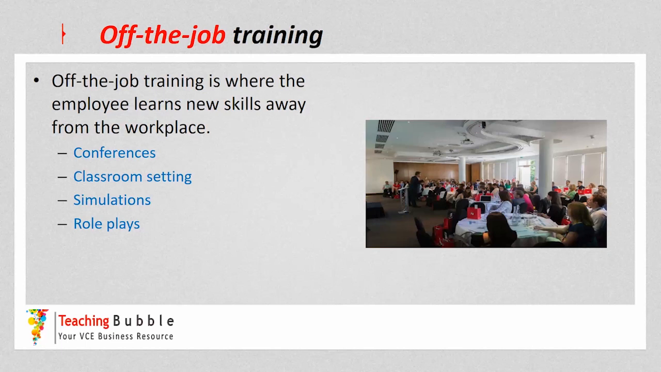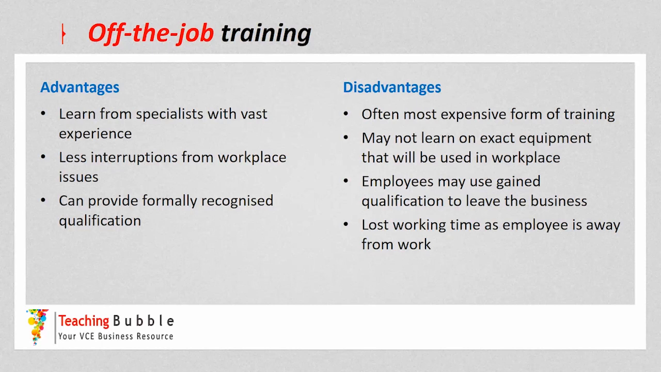That is off-the-job training. Now, some of the benefits of off-the-job training are that the employees will normally learn from specialists in their field, and those specialists will have vast experience and vast qualifications and can really help deliver a high-level experience for the employees being trained. Also, there are fewer interruptions from the workplace, because while the employee is being trained, they're not being interrupted by doing their normal day work like they would be with on-the-job training. Here, they get to spend the time away from the workplace to actually learn the skills and learn them well. And also it can provide a formally recognised qualification, which is a real benefit for the employee if they want to take on greater responsibility in the future.